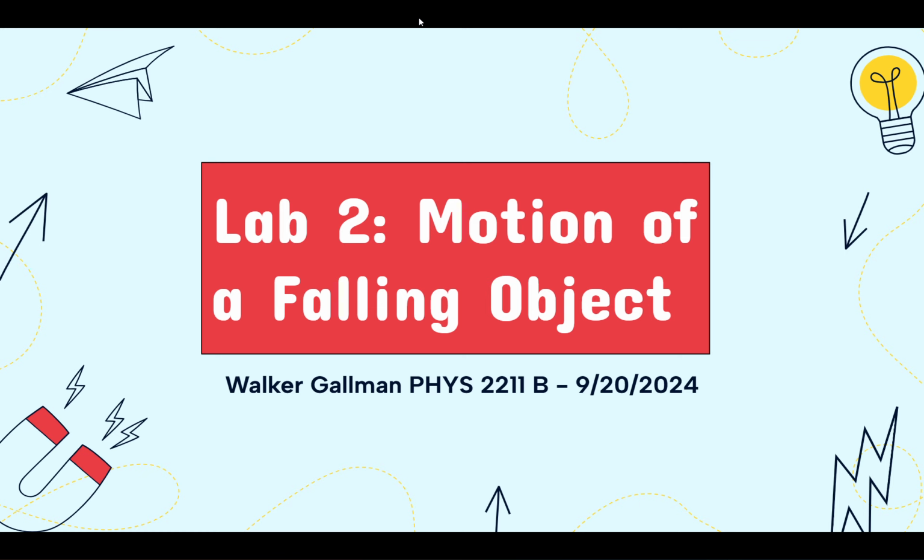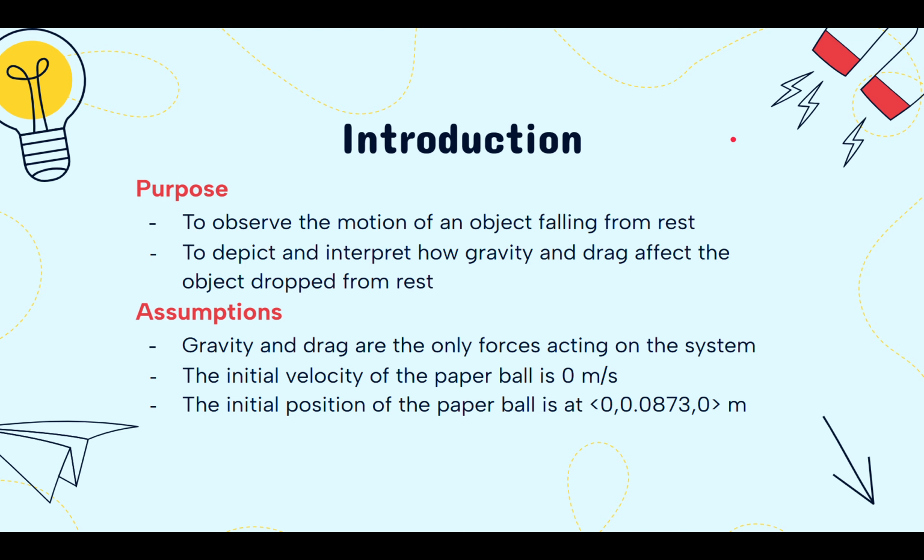Today I will be covering my lab report for Lab 2 in Physics 2211 on the topic of the motion of a falling object. To introduce this lab, the purpose is to observe the motion of an object falling from rest and to depict and interpret how gravity and drag affect the object dropped from rest.